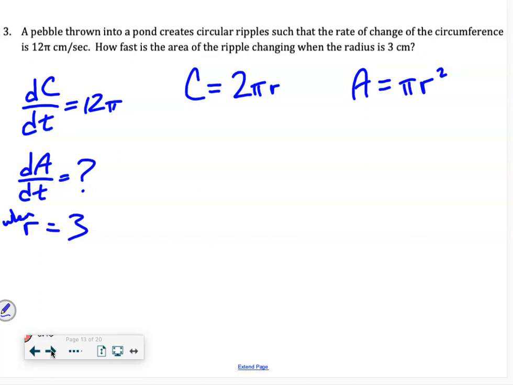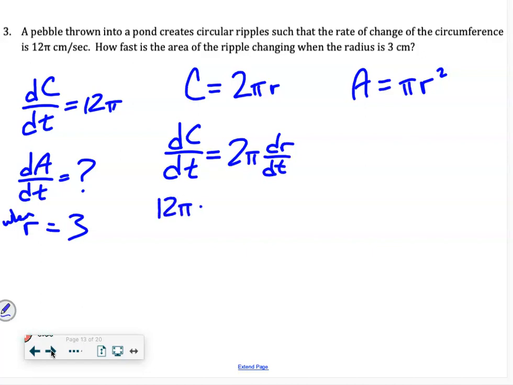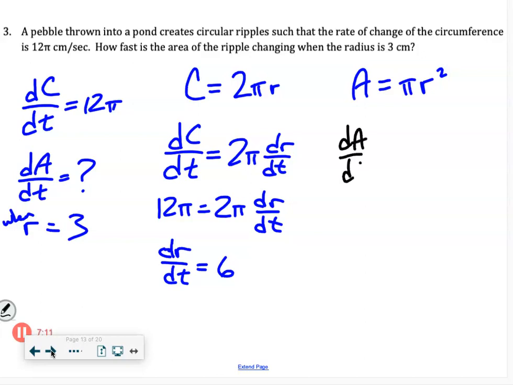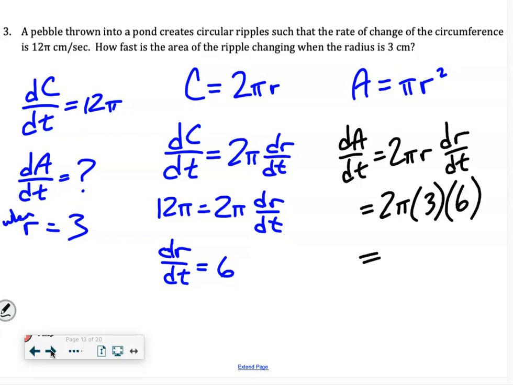Okay? So the other way, if we just differentiate, dC/dt equals 2 pi dr/dt, right? So dC/dt is 12 pi. So dr/dt equals 6. Then you go over to your area formula and you say, hey, dA/dt equals 2 pi r dr/dt, and you just plug in. So pi r is 3, dr/dt is 6, and the answer is 36 pi.